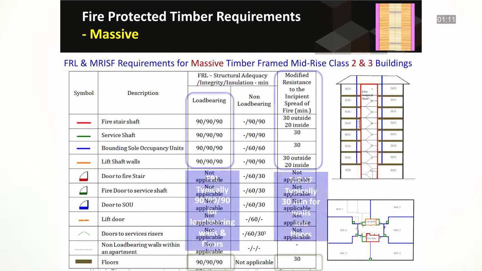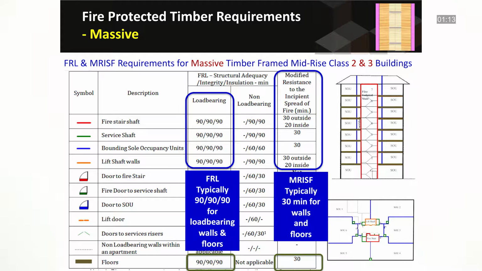For massive timber systems in Class 2 and 3 buildings, the FRL doesn't change. The requirement is still 90-90-90. For massive timber systems, however, a modified resistance to incipient spread of fire, RISF, is used, and here you can see this is reduced typically down to 30 minutes.